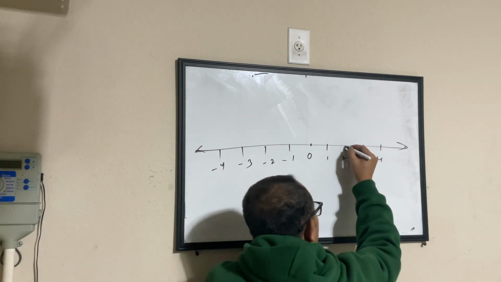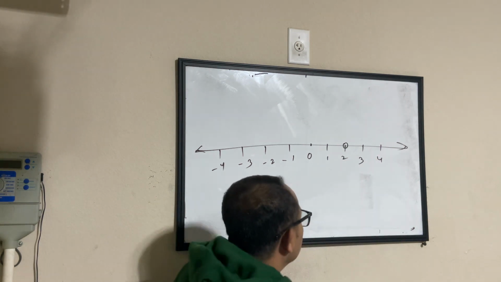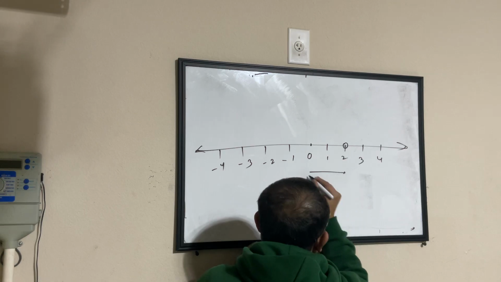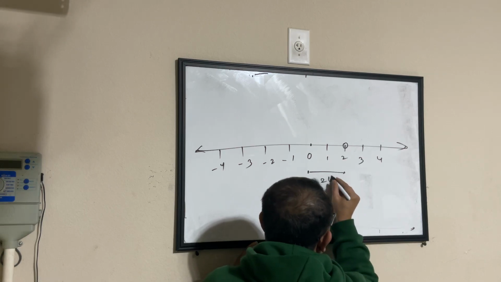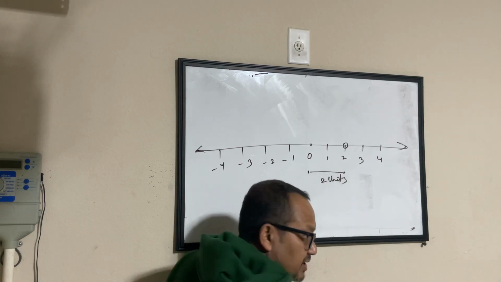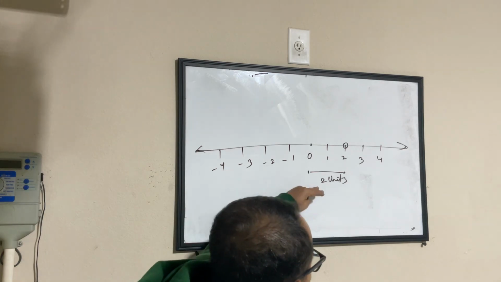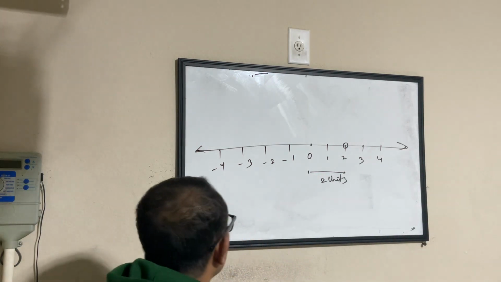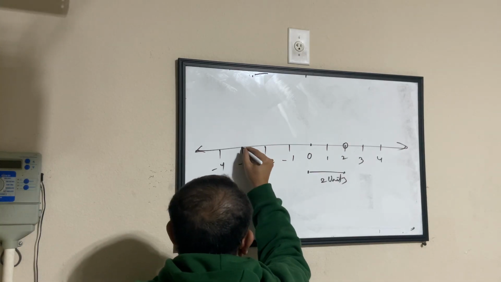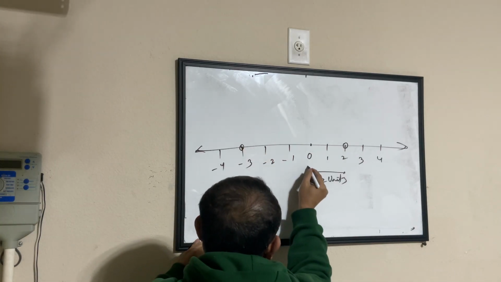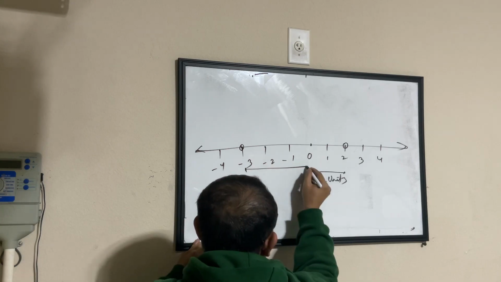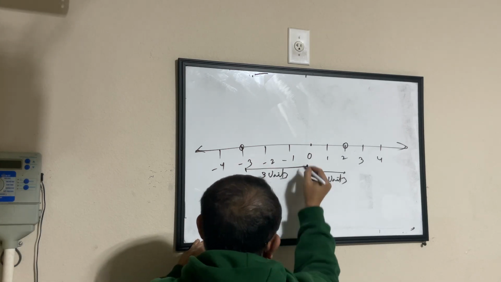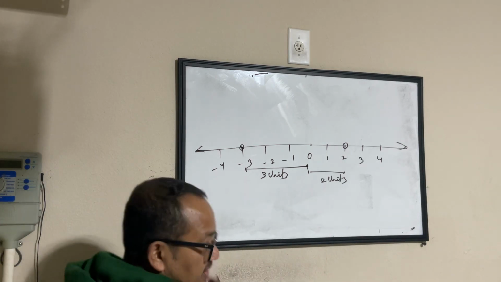If I say a point, this 2, this is 2 units away from the origin, the 0. This is 2 units. Okay. But here we are saying this is on the positive side. If I say -3, if I have to look at this point, I will say this is 3 units away from the origin on the negative side. Yeah?